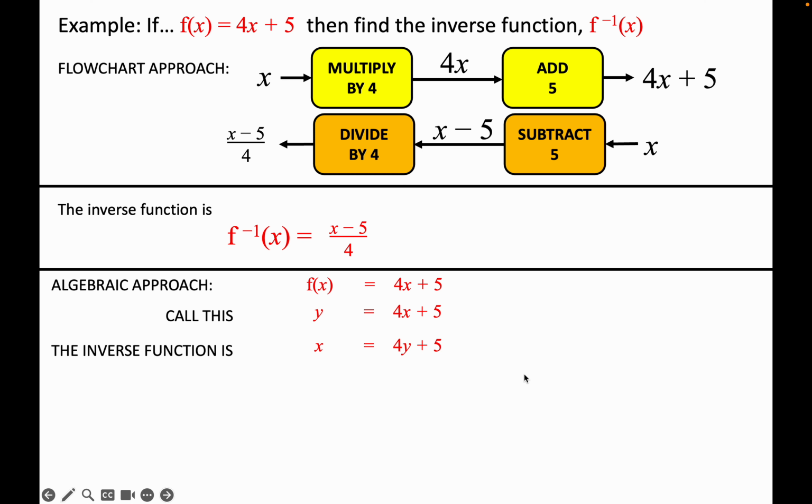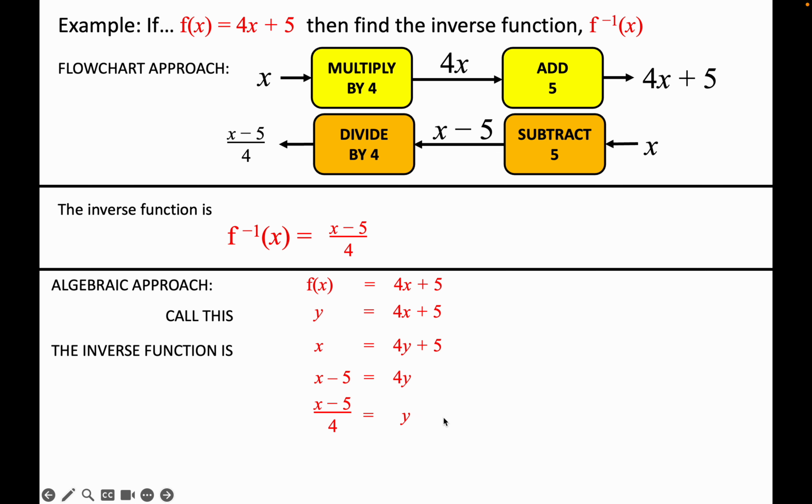But the problem with that is that it's not in a useful form, because you want the inverse function to tell you what to do with the x. And at the moment, you've got a function that tells you what to do with the y to get the x. So you need to rearrange it into what y equals. So first step, I've taken away 5 from both sides. Next step, I've divided both sides by 4, and then I've got the y on its own.